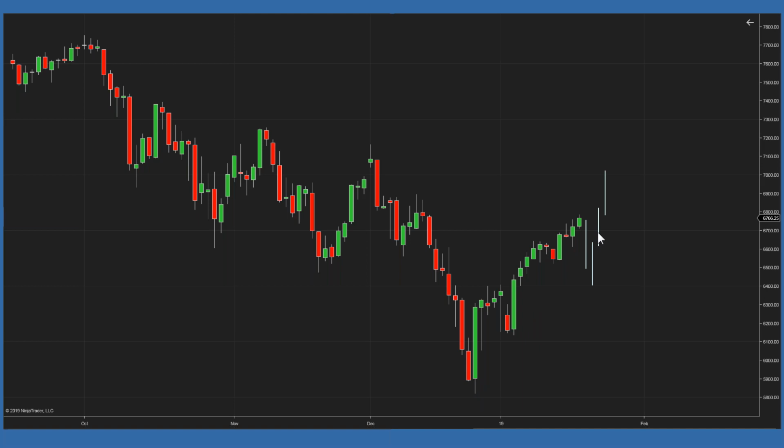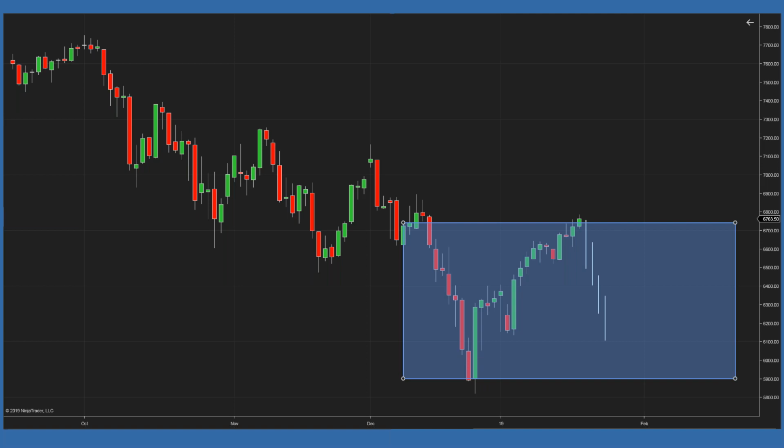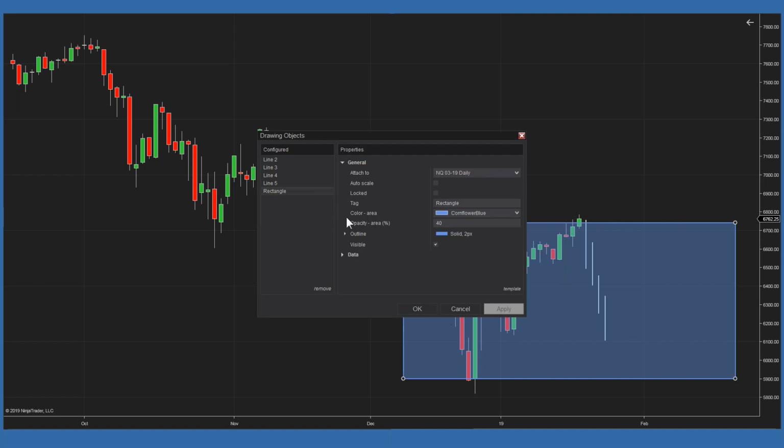If this pullback continues a little bit deeper, however, well, then we may be in a trading range scenario where the market for the next little while will just continue to go back and forth. Oh, it looks like I got to change that too.